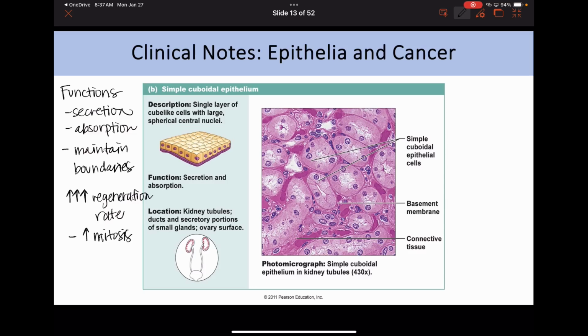So because there's lots of mitosis, this makes cancer more likely than other tissues with a lower regeneration rate.